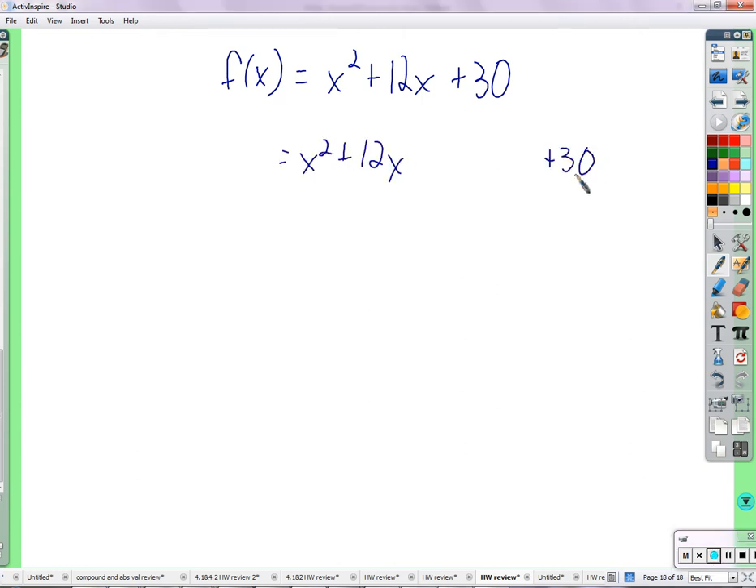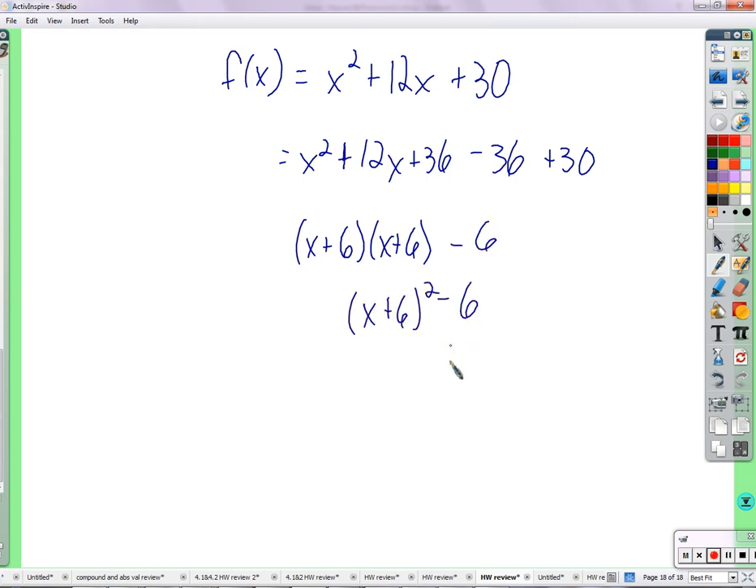Plus 30 over here. We'll do x plus 6, and x plus 6 will be the two identical factors, which, when you multiply out, will give us 36. Subtract 36. Negative 6. So x plus 6 squared minus 6. Vertex is? Negative 6, negative 6.